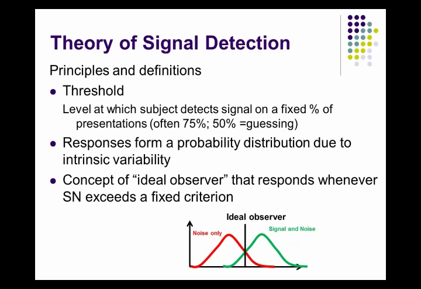The responses form a probabilistic distribution due to this intrinsic variability. We said that. And we have this concept of an ideal observer that responds whenever the signal to noise exceeds a fixed criterion. So in our case, we've got our noise only and our signal and noise distribution. Our ideal observer would always have a criterion where anything below here is only noise, anything above there is signal. But obviously, it depends where we put our criterion. It can go further to the left and further to the right.